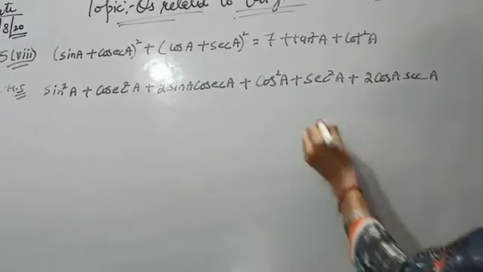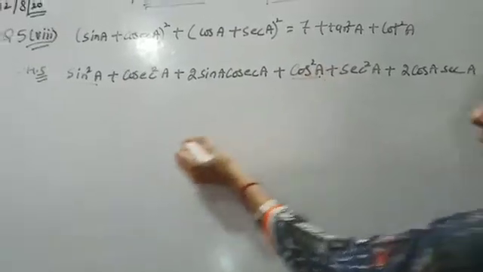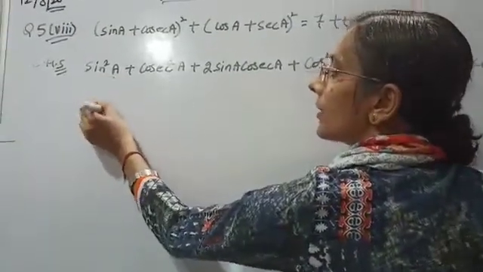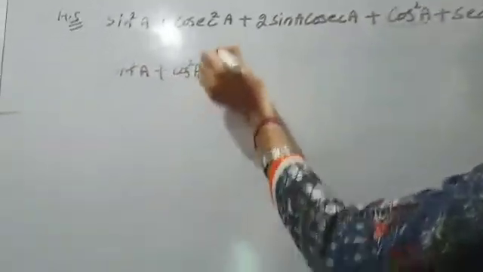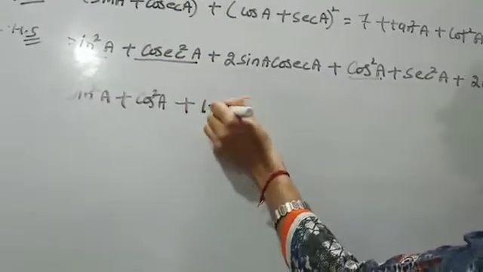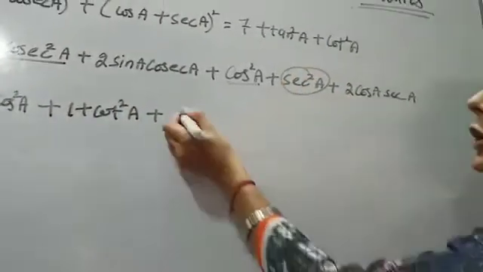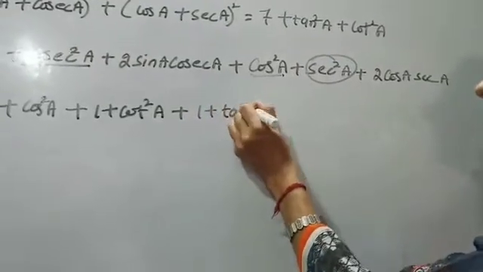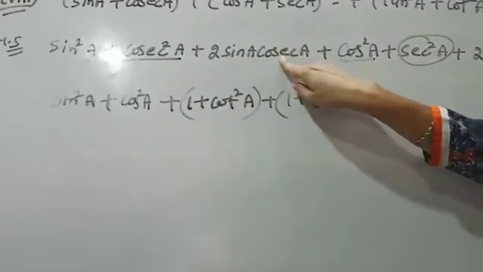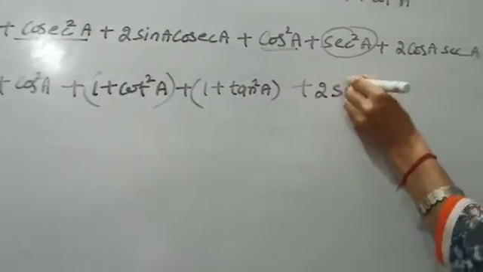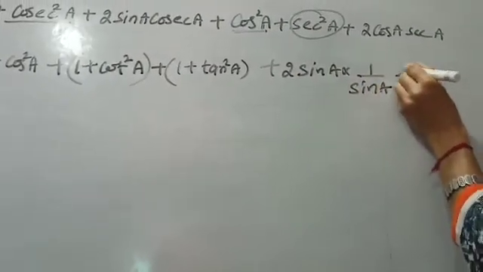Now we can see all the terms are positive. Taking sin square A and cos square A together, sin square A plus cos square A. In place of cosecant square A we write 1 plus cot square A, and in place of secant square A we write 1 plus tan square A. Now what is left? 2 sin A cosecant A. Cosecant A is the reciprocal of sin A, so 2 sin A times 1 upon sin A.